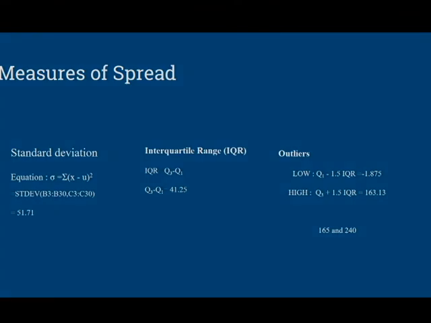We calculate measures of spread by spreadsheet. First of all, the standard deviation was 51.71 and the interquartile range was 41.25. Finally, for the outliers, we have negative 1.875 for the low value and 163.13 for the high value. However, we don't have any values lower than negative 1.875. We only have values greater than 163.13. So our outliers are 165 and 240.